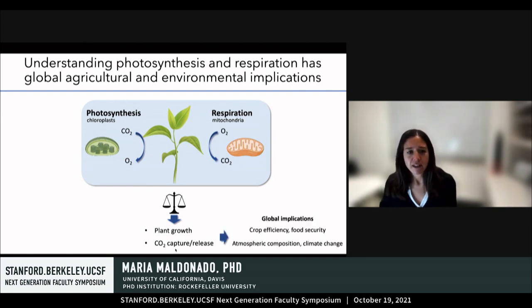And so our understanding of these two essential metabolic processes has global implications in terms of crop efficiency and atmospheric composition. Our understanding also determines our ability to engineer and implement new strategies to combat climate change and to improve our ability to feed the growing population.